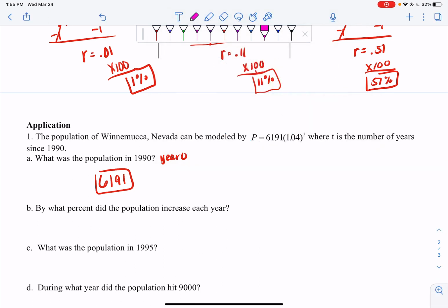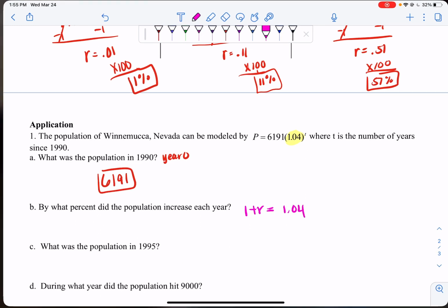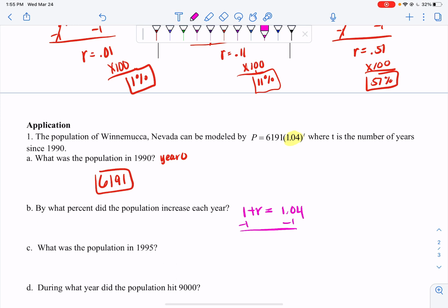Now, part B says, by what percent did the population increase each year? So now I look at the number on the inside of my parentheses. So I have 1.04. Now I'm going to do 1 plus r equals 1.04. Solve for r. Subtract 1 from both sides. I get r equals 0.04. Thing is, that gives me the decimal. I want the percent. So now I've got to multiply by 100. And that gives me 4%. So this is a 4% increase each year.